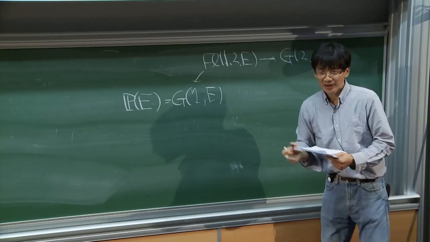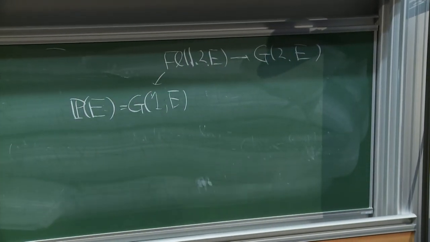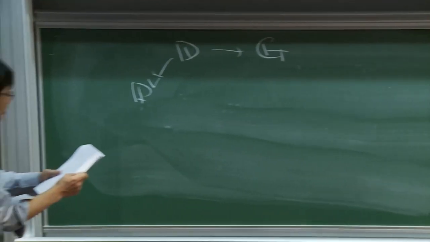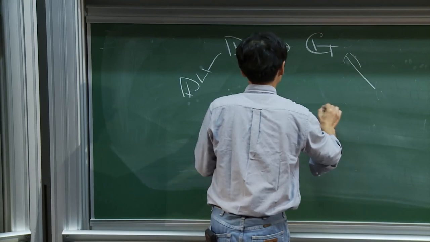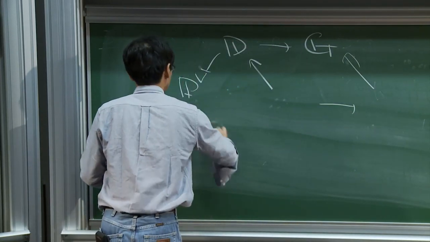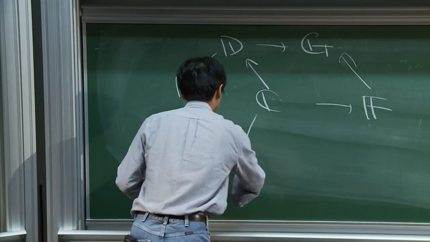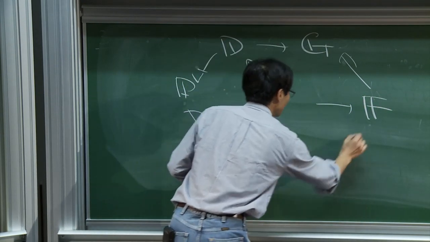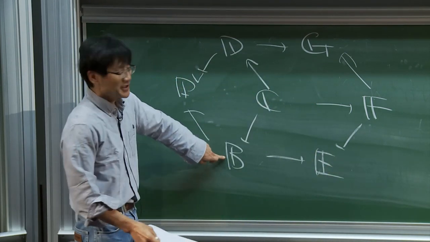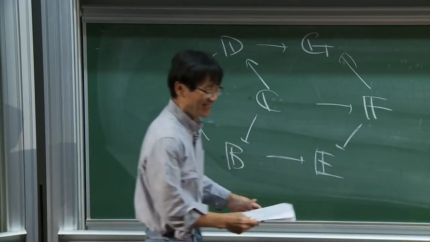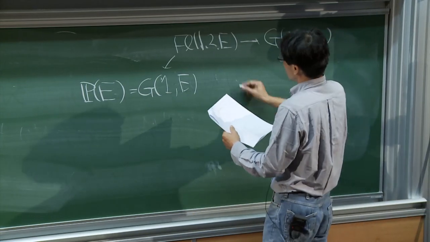So this part was enough to play with SS1. But now I want to do something with SS2. So I will complete this in a hexagon. I put C here and F here, B here, E here. So B will be a base and C will be a curve and so on. And F will be a flag. I don't know what E is.